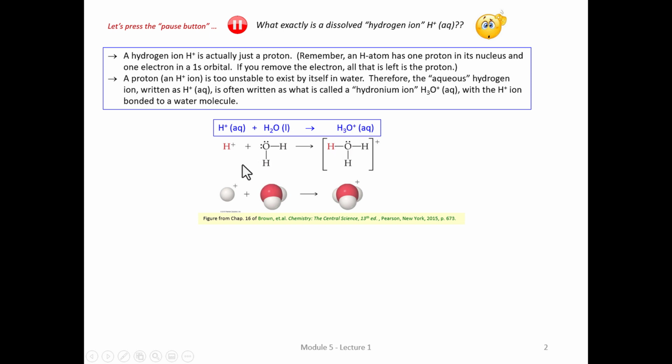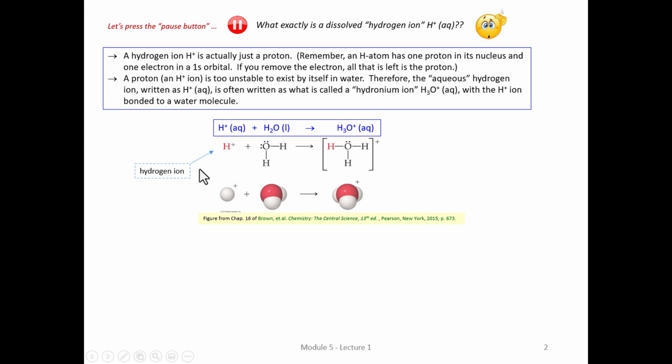If we wrote out Lewis structures of these things, and these are space-filling models here, you can see that a hydrogen ion actually forms a covalent bond with water by using one of the lone pairs on the oxygen of water as a shared pair, and the hydronium ion actually looks like this and has a positive 1 charge. The space-filling model would look like this.